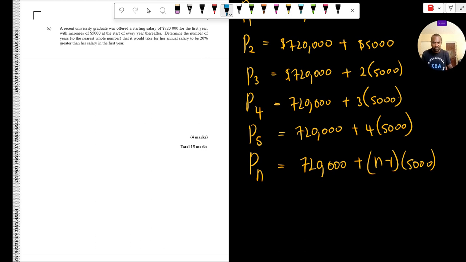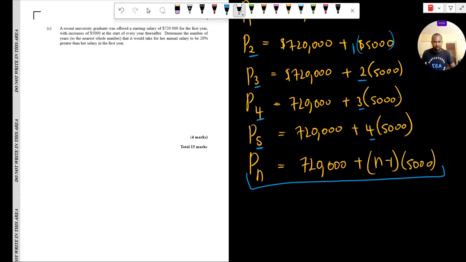Because of course, her salary in year 5 would be 720,000 plus 4 times 5,000. Her salary in year 4, 720,000 plus 3 times 5,000. Her salary in year 3, 720,000 plus 2 times 5,000. And we consider the salary in year 2 would be 720,000, and I guess we could probably put this times 1 to show the trend, right? And that's our trend. And so generally, her salary in the nth year will be equal to 720,000 plus n minus 1 times 5,000.